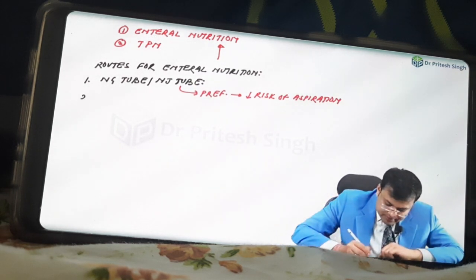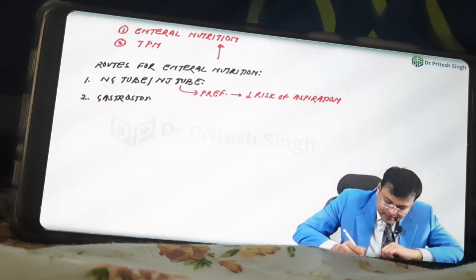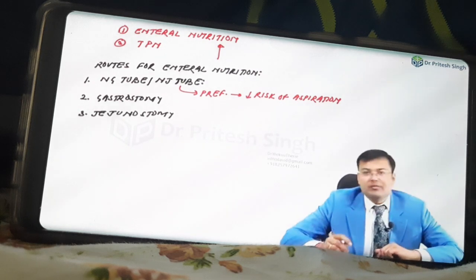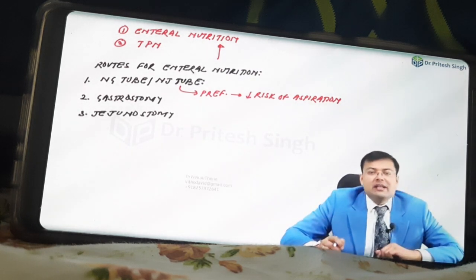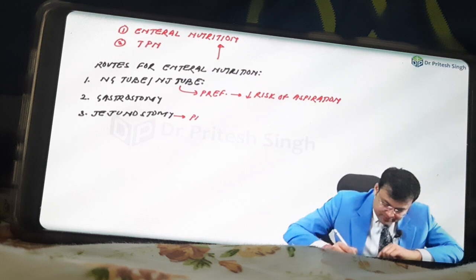Second is gastrostomy, and third is jejunostomy. In gastrostomy and jejunostomy, obviously, jejunostomy is preferred because of the same reason: there is decreased risk of aspiration.